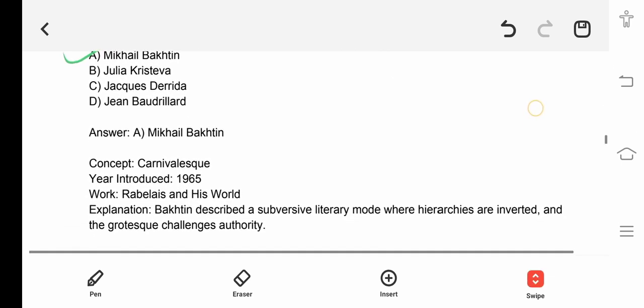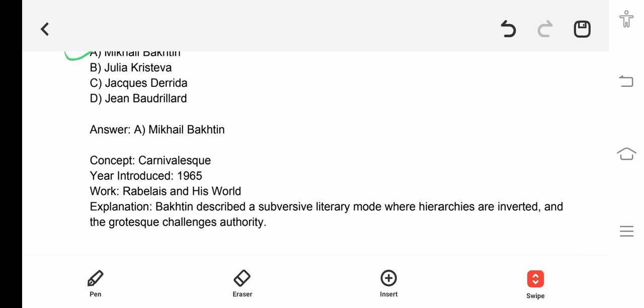What is the significance of this concept? It was introduced in 1965 in the work Rabelais and His World. He describes a subversive literary mode where hierarchies are inverted and the grotesque challenges authority. You should not skip Mikhail Bakhtin if you want to score well in your exam. There are many concepts given by Bakhtin, and I think he is a favorite of UGC NET. Whatever concepts he has given, you should study them. You must know how many concepts he has given and what their significance was.